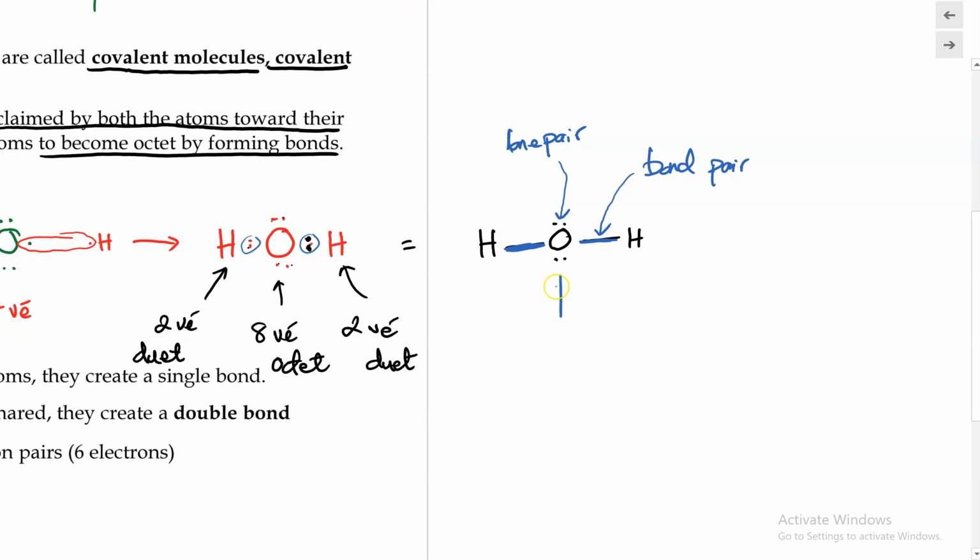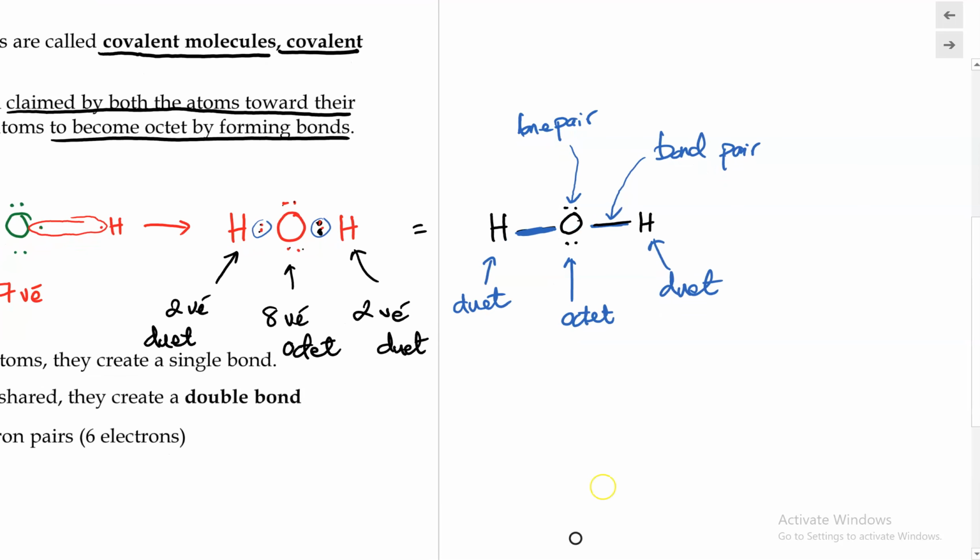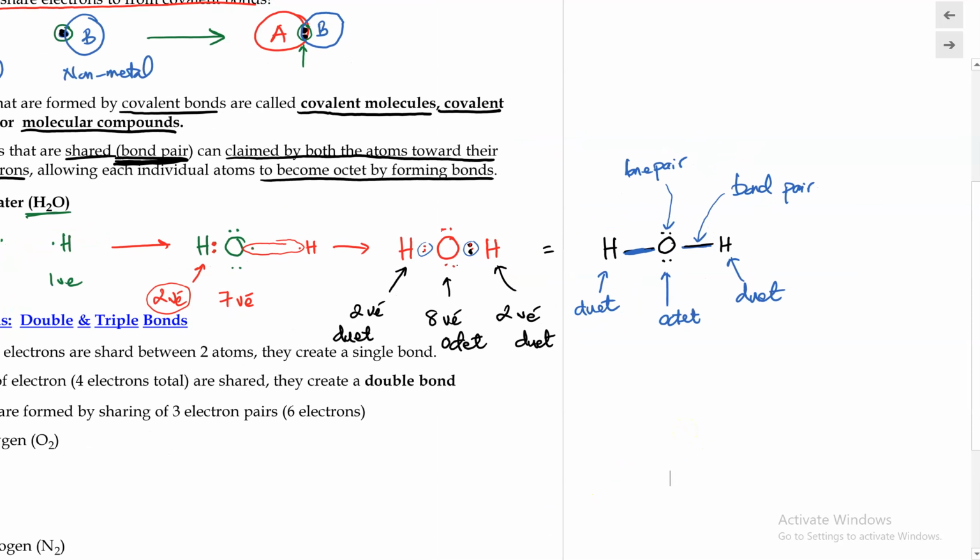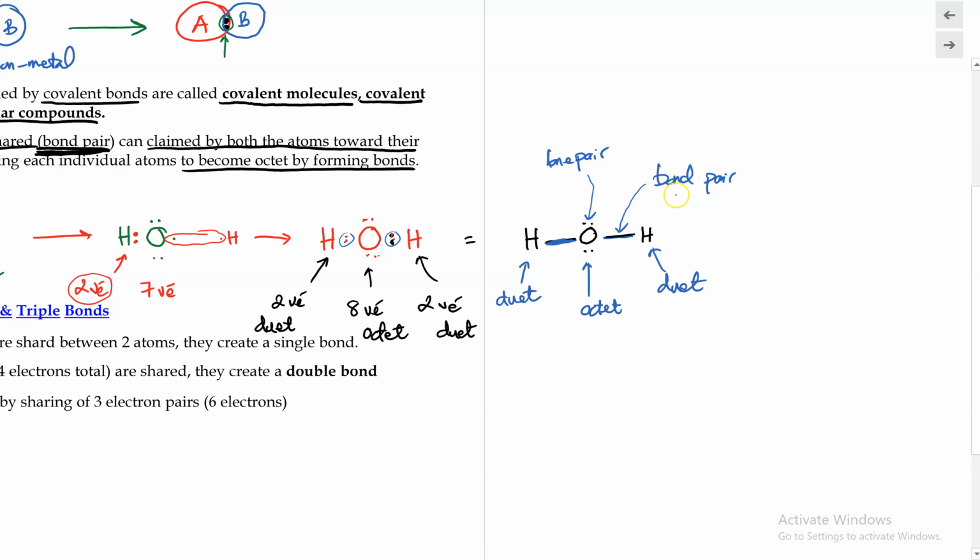And in this case, again, this oxygen will have an octet of electrons, and each of these hydrogens will have a duet of electrons. Now the bond pair in this case can also be referred to as a single bond.